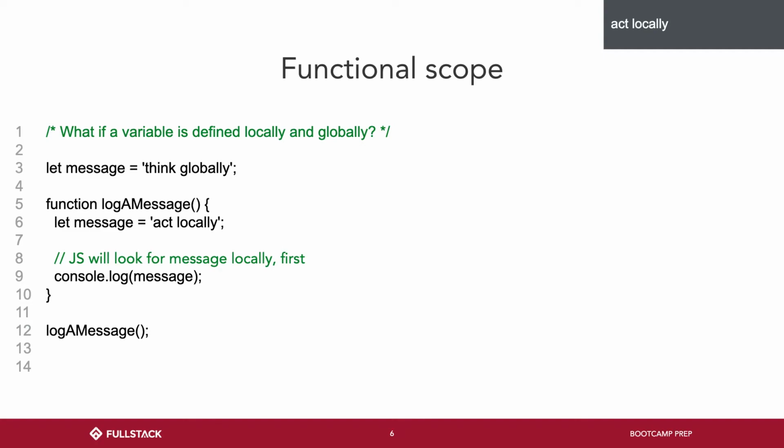Does this make sense? We look in our own scope first, look for this message, found it, and then we stop looking. We do not look up here or anywhere else because we found it in our own scope.